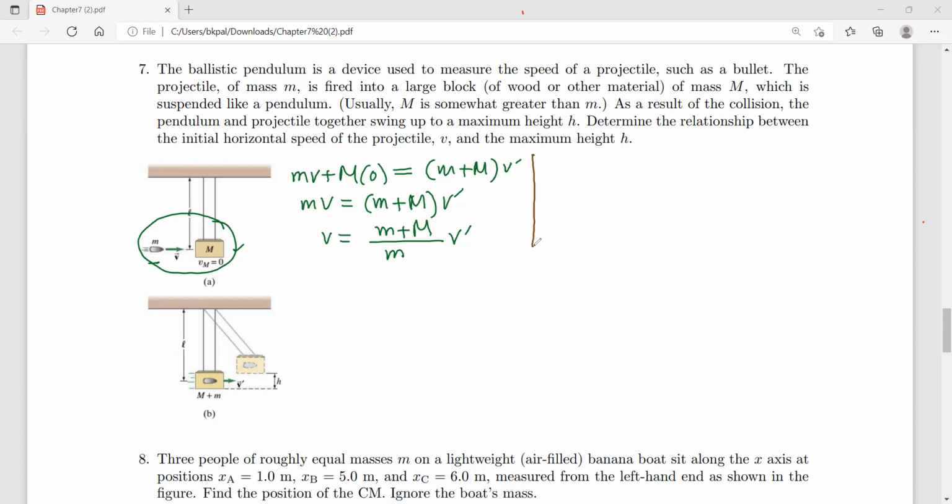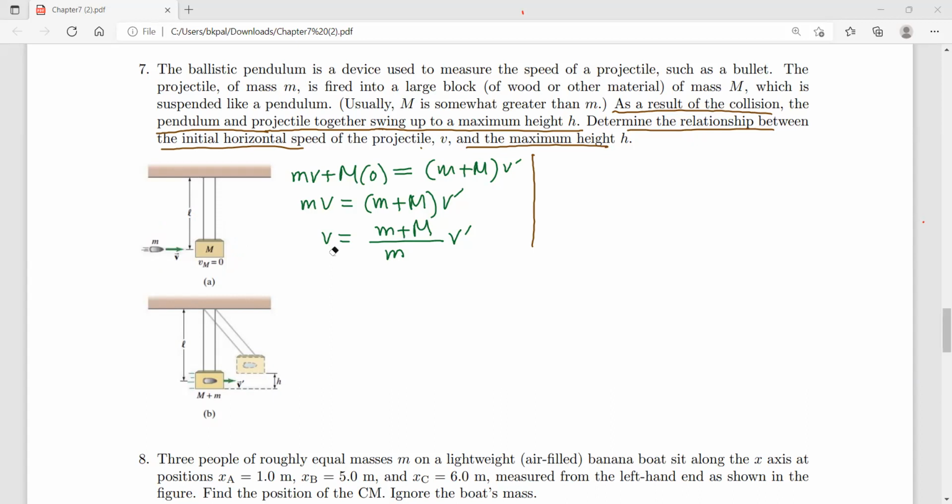All right, but the question asks us to determine the relationship between the initial horizontal speed, that means this speed v, and the maximum height. And what is the maximum height? It says that as a result of the interaction between the bullet and the block, as a result of the collision, the pendulum and the projectile together swing up to a maximum height h. So you see that it is now here. So this h. What we have to determine here is the relationship between this v and this h. Now, what we get so far is a relation between the initial speed and the final speed, or initial velocity and the final velocity. To get a relationship between h and v, we have to do something more.